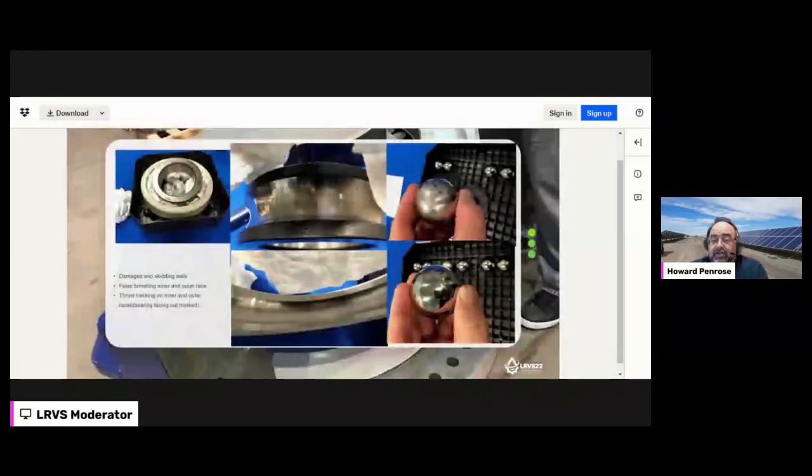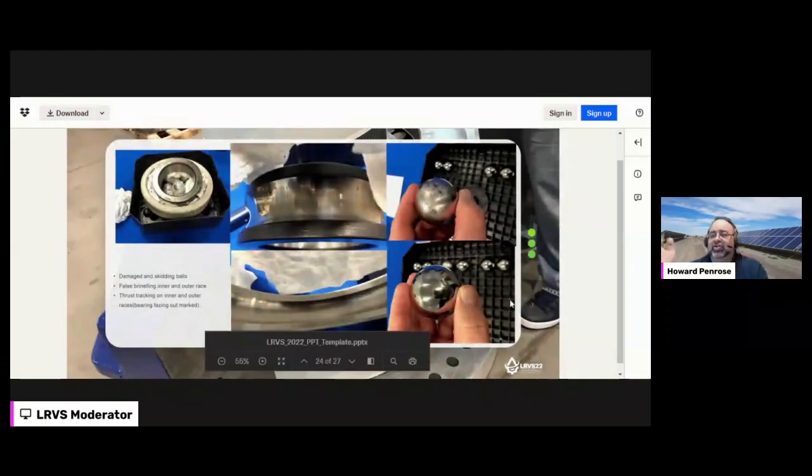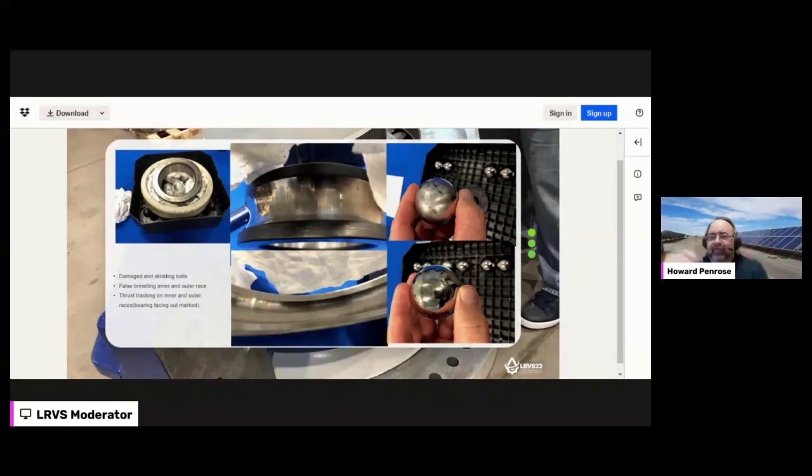And this is what it looked like. So how early can you detect a bearing? Everybody tries to tell me, you can't tell until whenever. Well, you can see there's just a little bit of false Brinelling on the inner and outer race. And then on the right-hand side, you can see where the ball was getting trapped in the cage and dragging a little bit. So this is a very, very early bearing wear.